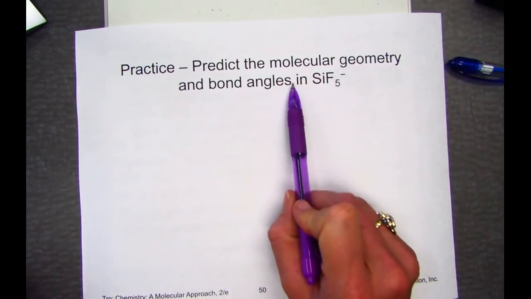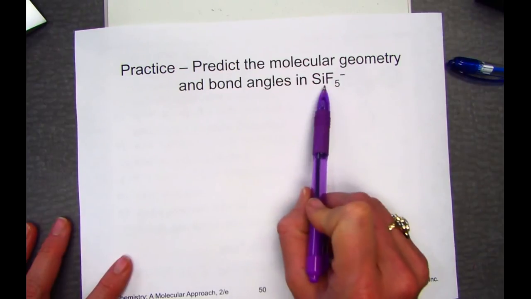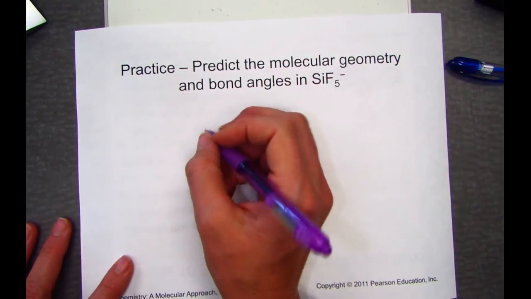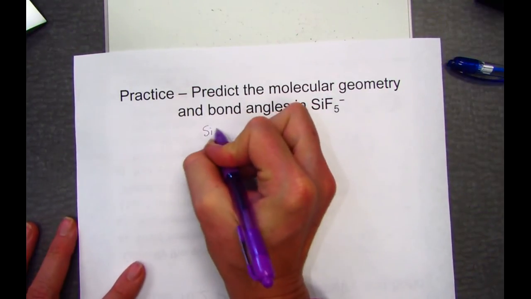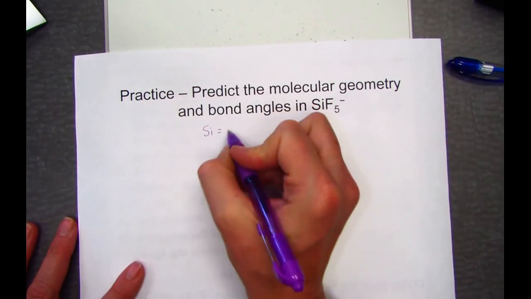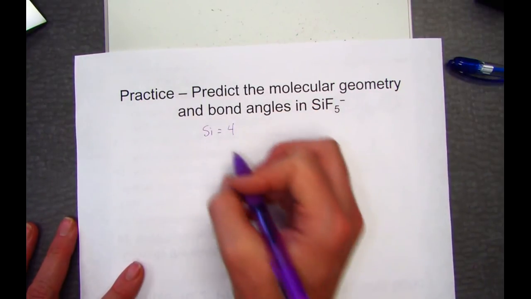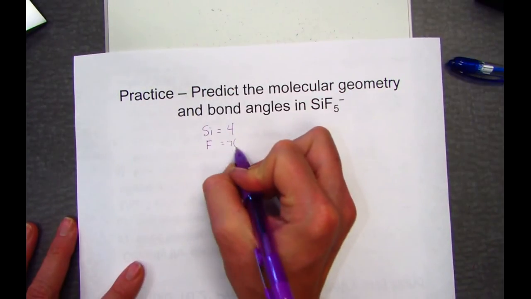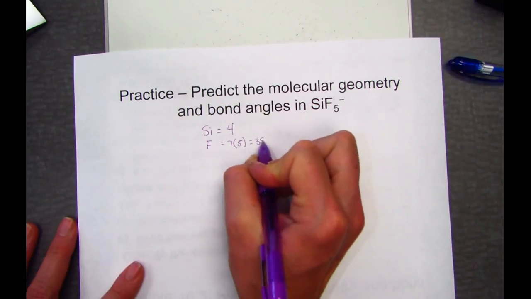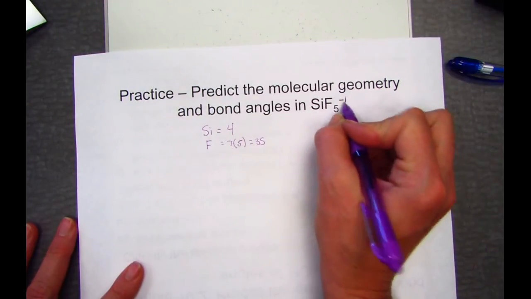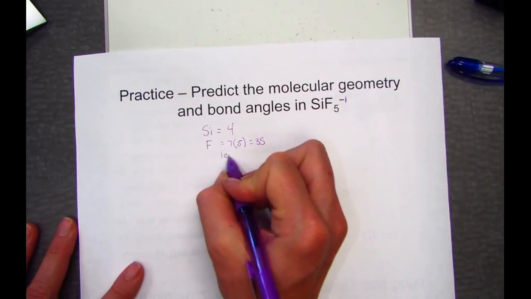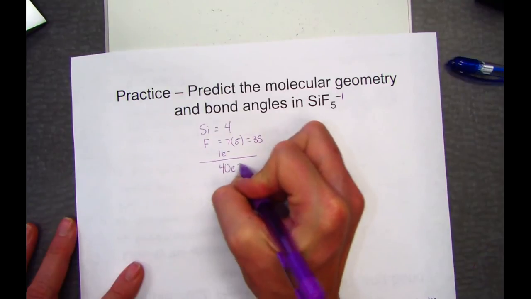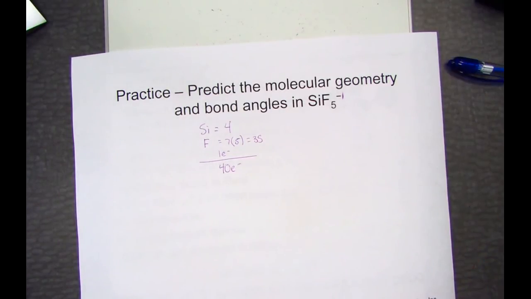You practice. Predict the molecular geometry and bond angles in SiF5-. Again, thinking about the number of electrons, silicon, which lives in group 4A, will be the central atom. Fluorine lives in group 7A, but there are 5 of them. The negative 1 here gives me 1 extra electron. So 39 plus 1, I've got 40 electrons to place around the silicon.